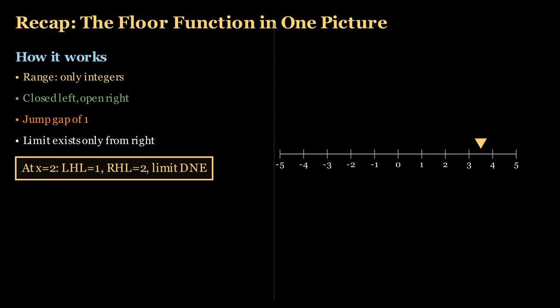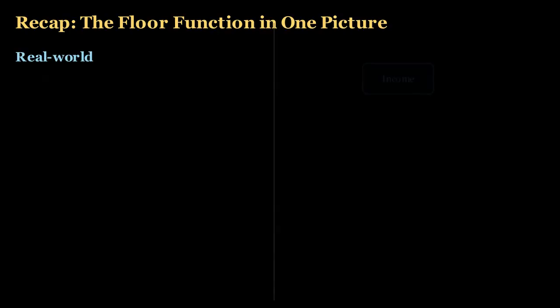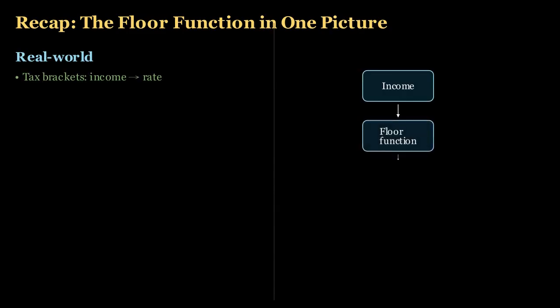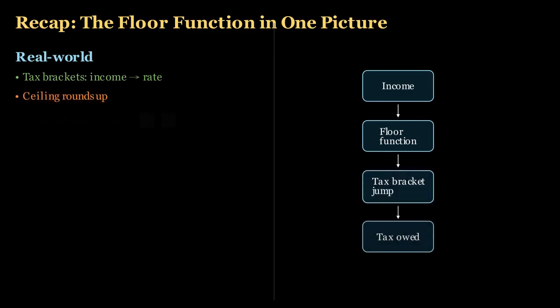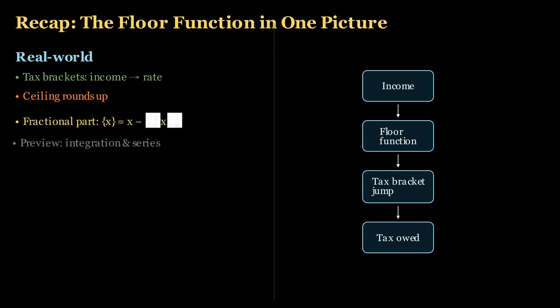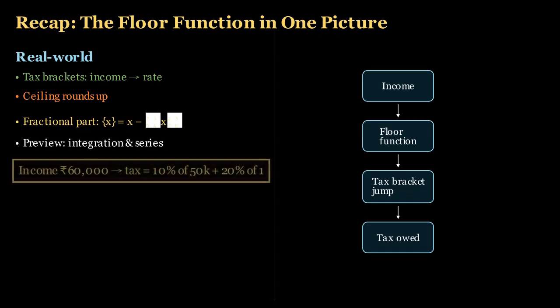That jump is exactly the kind of step the floor function models. The ceiling function is its twin, rounding up instead of down. And if you take a number and subtract its floor, you get the fractional part, the little leftover after the decimal. For 3.8, the fractional part is 0.8. These three, floor, ceiling, and fractional part, work together. In advanced calculus, you'll see the floor function inside integrals to sum areas step by step, and in series to handle terms that repeat over integer intervals. The whole idea is, the floor function turns continuous numbers into discrete steps, and that simple idea unlocks a huge range of real-world and calculus problems.